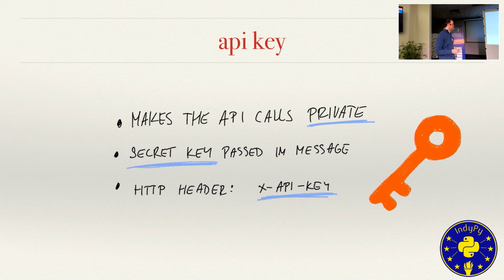So you will essentially create an API key. The API key is passed in a message header as an x-api-key parameter, and the request will fail if it doesn't find it, and the key is cryptographically strong enough.